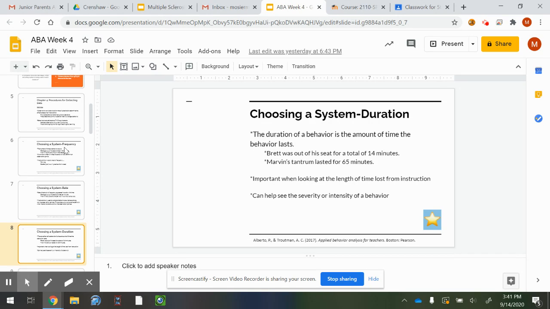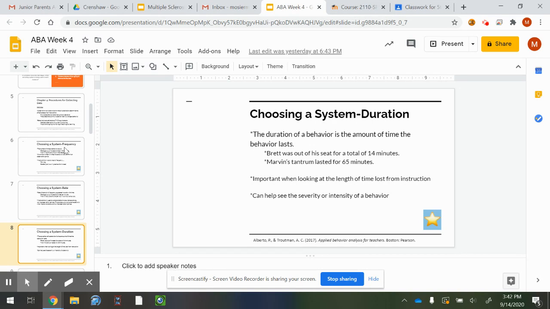So when I go in and I consult with a teacher about a student who's showing some challenging behaviors, and they bring up whatever type of behavior and say we're losing out on so much instruction time, typically what we would look at as a baseline first is how much instruction time they are actually losing out on. What is the duration of the behavior that's really causing the hang up? It can also help us see the severity or the intensity of behavior.